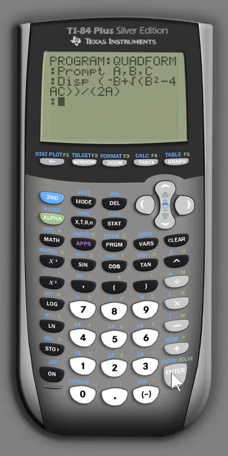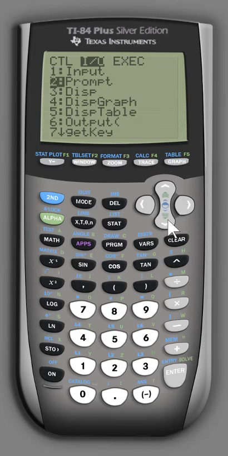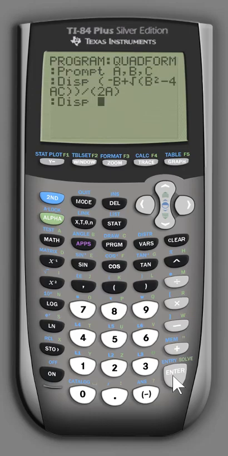I also want to display the root where it's negative b minus the square root. So I now go to Program, come over to Input, Output. I want to display, so I'll come down to option 3 and press Enter. And now I'm going to do parentheses, negative alpha b subtract the square root, parentheses, of alpha b squared, and that's going to be minus 4 alpha a alpha c. Going to close the parentheses on the square root, close the parentheses on the numerator, divided by a parentheses to include the 2a in the denominator, then close the parentheses. Okay, so at this point I have that line entered, so I'm going to press Enter.